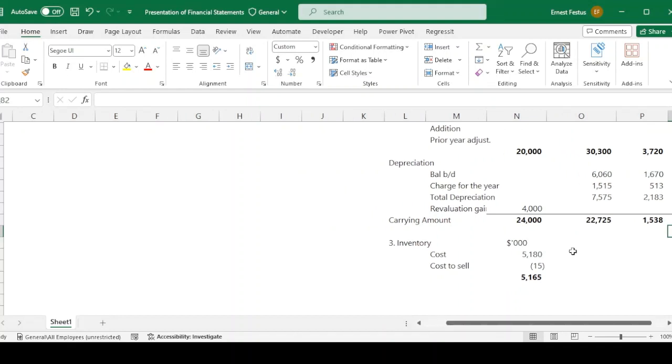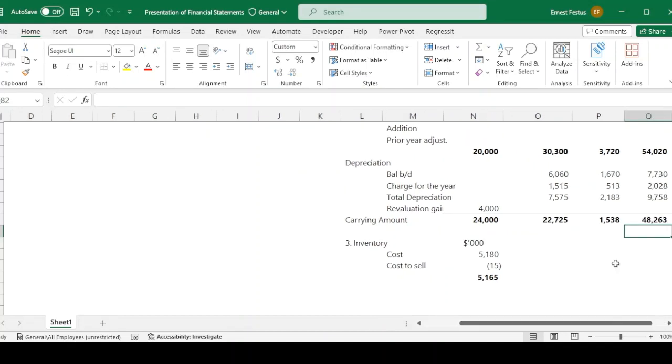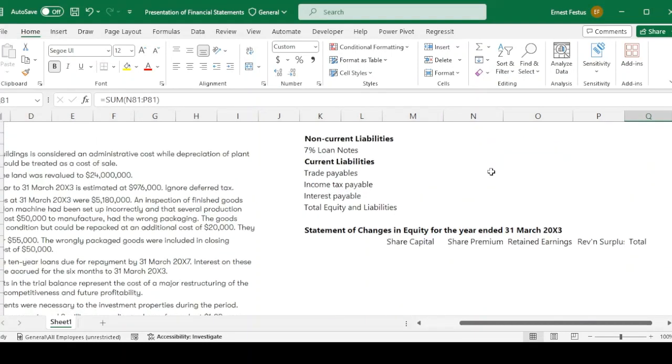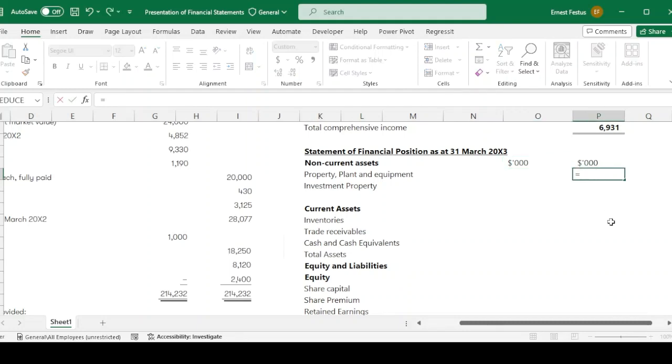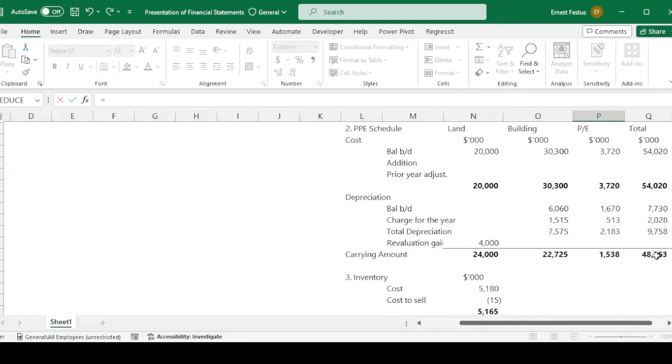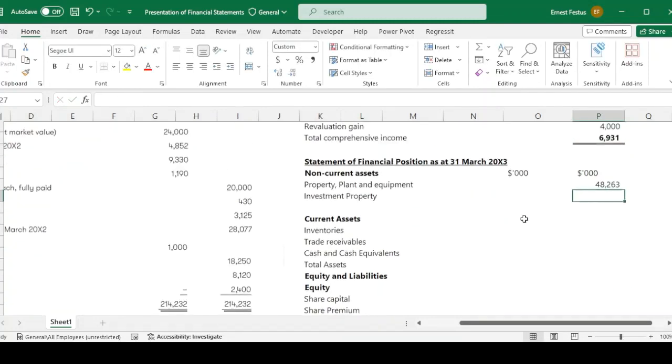So that is our balance for the property, plant and equipment, and it is this figure here that we are going to use under property, plant and equipment within the statement of financial position. So I'll come here and then equals, and then I'm going to link this figure here. And then we have our property, plant and equipment.